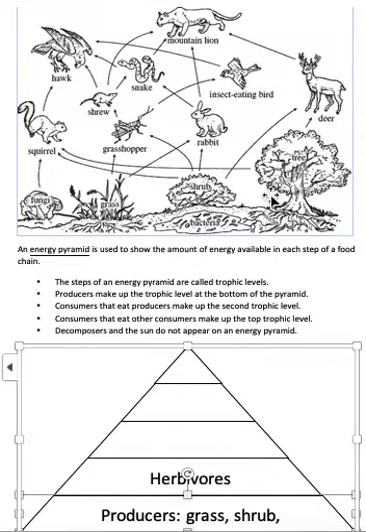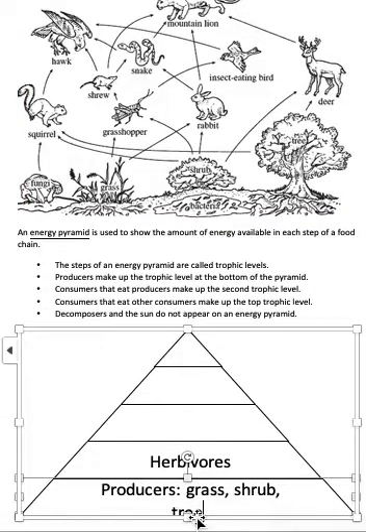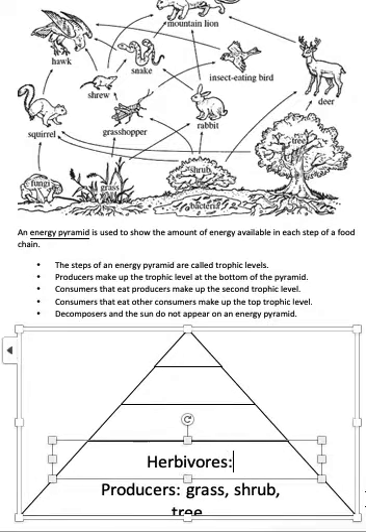And finally, over here on the right side, we have the tree. The tree is giving its energy in only two directions, to the deer and all the way to the squirrel. But it is a producer nonetheless. I got a little cut off in there, but you should have put producers are the grass, the shrubs, and the trees. All right, now we're looking for herbivores.